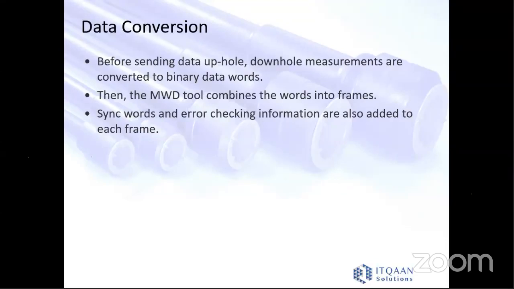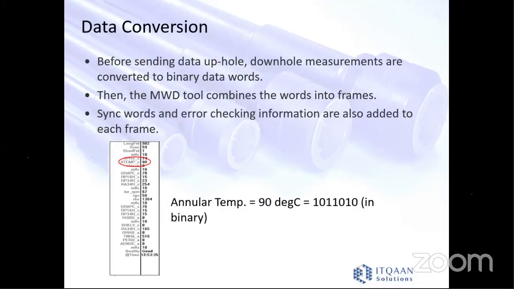Before sending the data uphole, the MWD tool converts the measurement to a binary data word. Then the MWD tool combines the words into frames. Sync, support and error checking information are also added to each frame. We have this example of four frames. The tool is using binary data, 0 and 1. We have an example here for annular temperature, which is combined of 10, 11, 010 in binary. So this is the example of four frames on the left side.